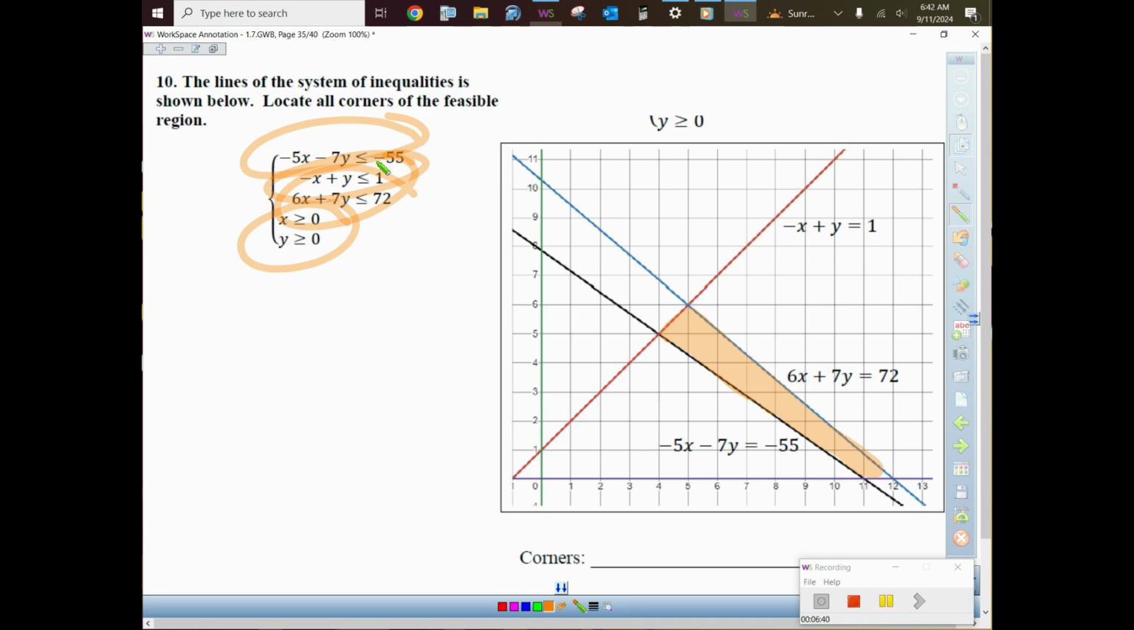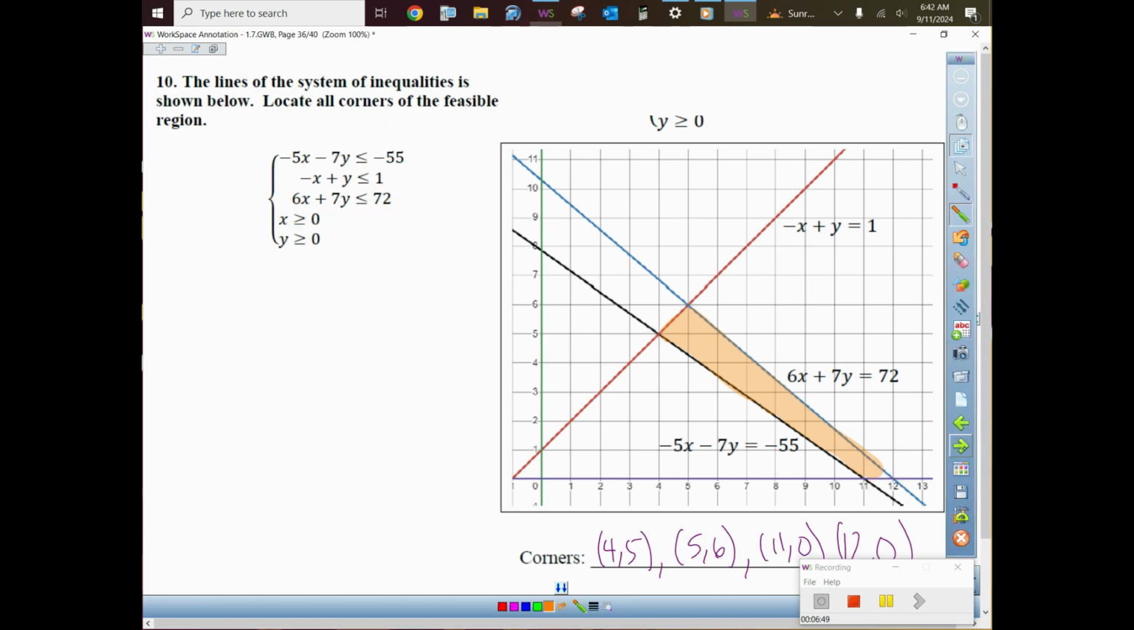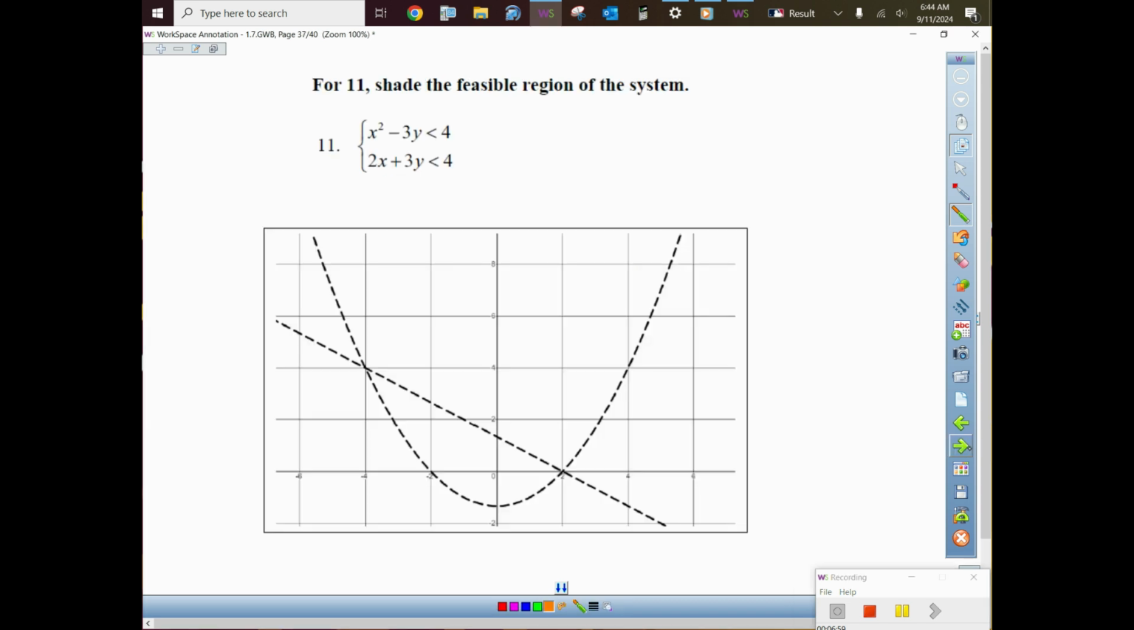So that's kind of weird. Let's try another one of those and see if you like it. Oh, where are the corners? So boom, boom, boom, boom. Those are the four corners right there at 4, 5, 5, 6, 11, 0, and 12, 0. Now let's try another one of those and see if you like it or don't like it. Here they've got a parabola, and here they've got a linear one, and they ask us to shade the final region.